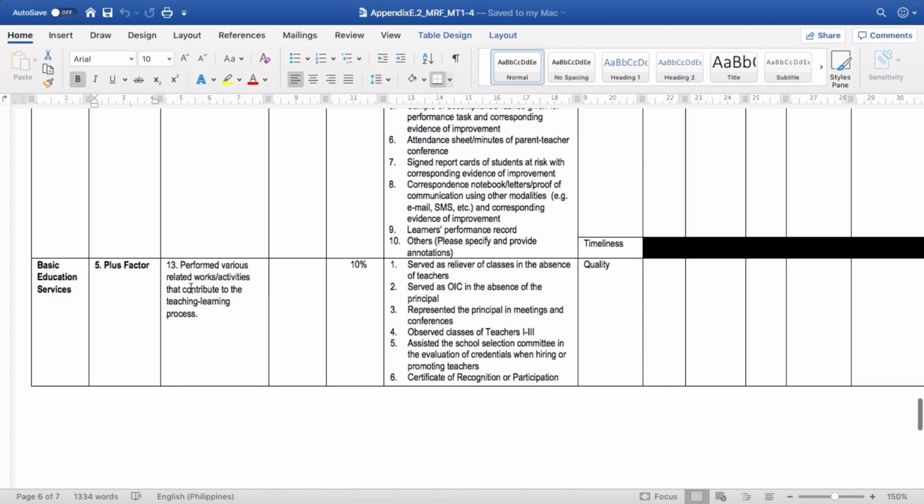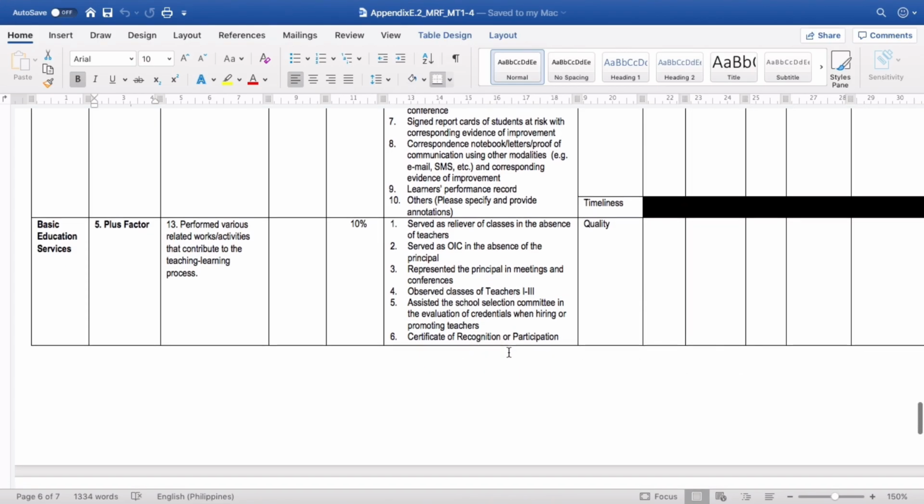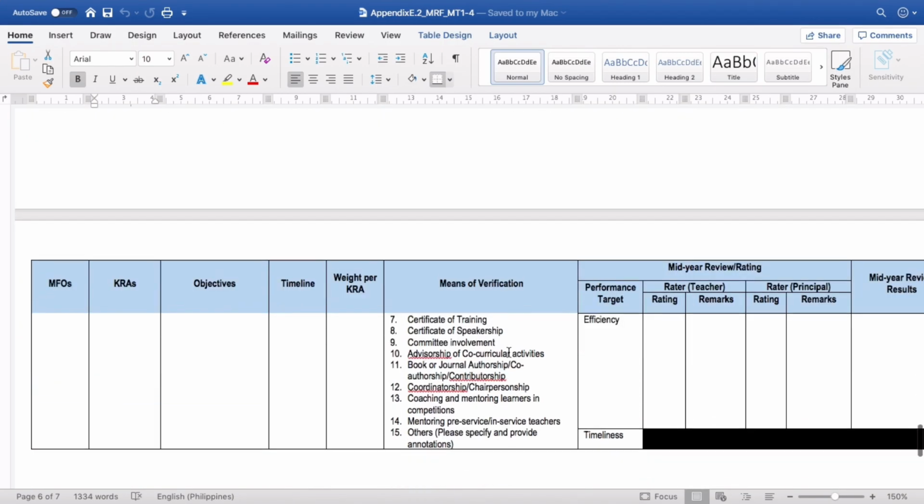Perform various related work activities that contribute to the teaching and learning process. Serve as a reliever of classes in the absence of teachers, serve as an OIC in the absence of the principal, represented the principal in meetings and conferences, observed classes of teachers 1 to 3, assisted the school selection committee in the evaluation of credentials when hiring or promoting teachers, and certification of recognition or participation.